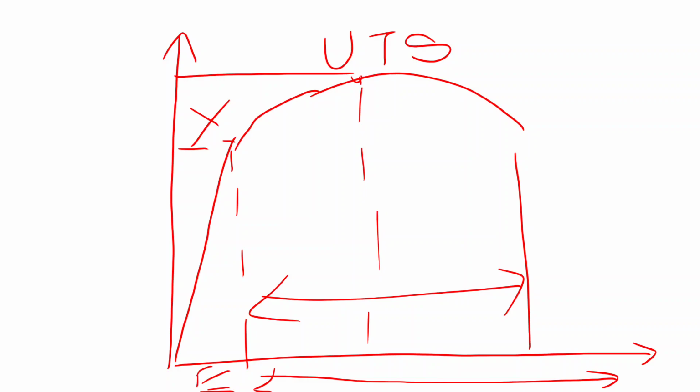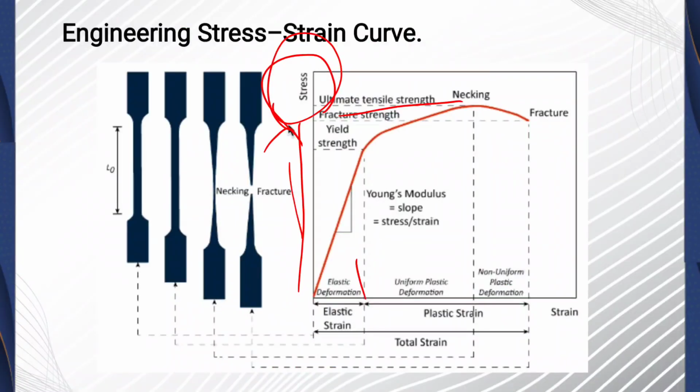Now, after necking, finally the material breaks at the fracture point. Here it is the fracture point, which means here. Stress decreases because the area reduces significantly and the specimen ultimately fractures.